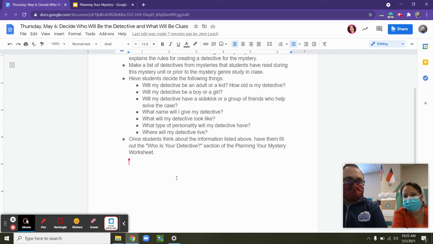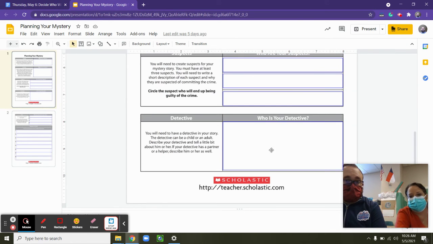Do you have anything to add to those questions? So, guys, just pay attention, make sure you have those character traits. That is what our questions are asking. We have to make sure we know what they look like, we know how old they are, and remember, if you have a group of friends, you need to explain that group of friends too. What do they look like? How old are they? You need to include all your characters. So once you have thought about the information that you have written out on your notebook paper, you're going to fill it out on the Who Is Your Detective section of the Planning Your Mystery worksheet. So going back to that section right there.